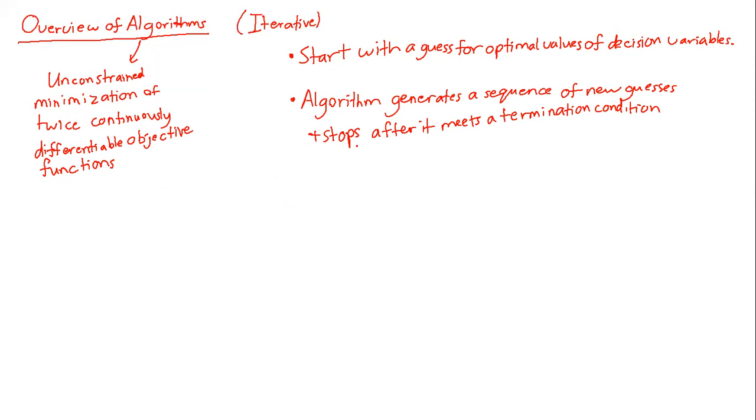But in terms of how these algorithms generate new guesses, there are two general ways they update your current guess to a new guess. These two, which we're going to talk about next, are line search and trust region methods.